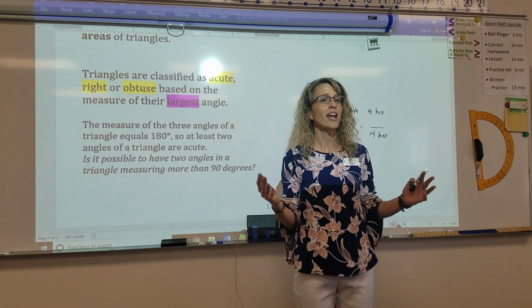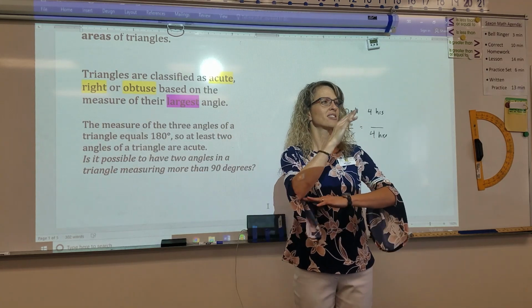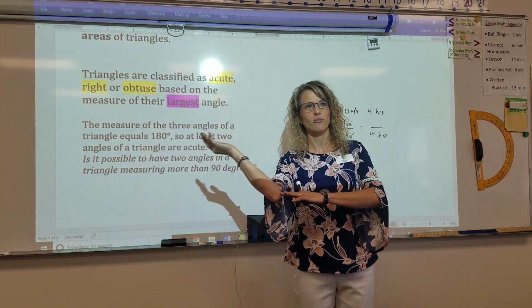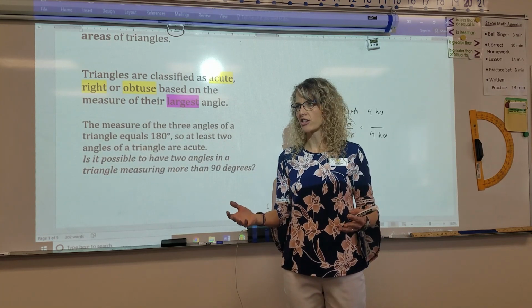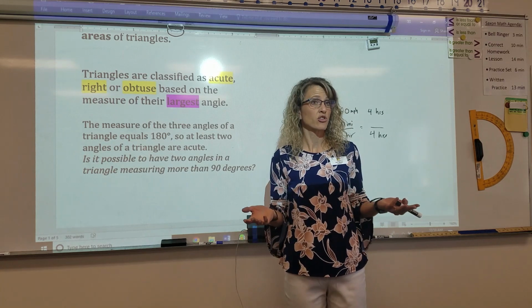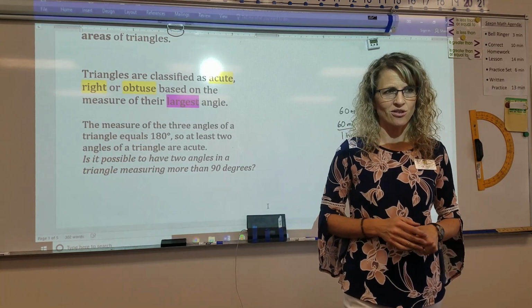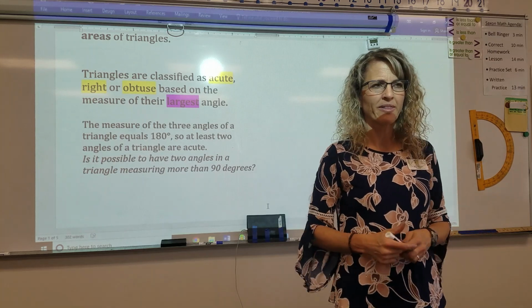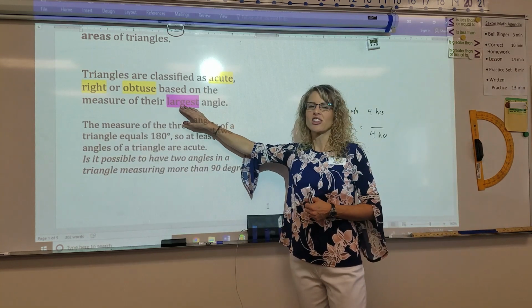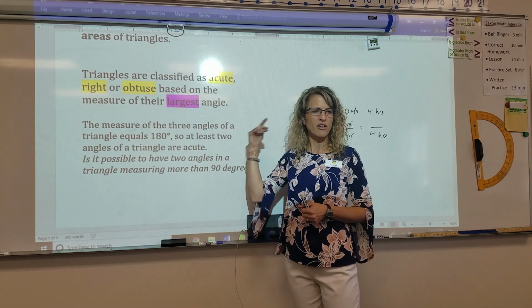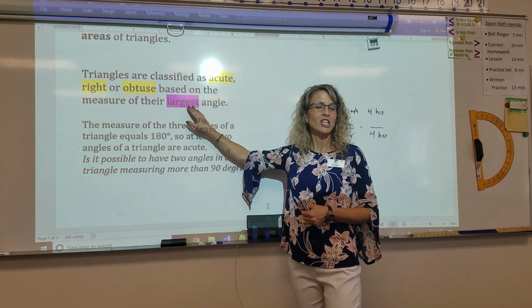Today we're going to talk about a triangle whose largest angle is acute, or right, or obtuse. If the largest angle in the triangle is one of those, that's the name of the triangle. So you classify a triangle by its largest angle. Which angle is it, class? Largest angle. Give me a smart, snappy response. Which angle is it, class? Largest angle.